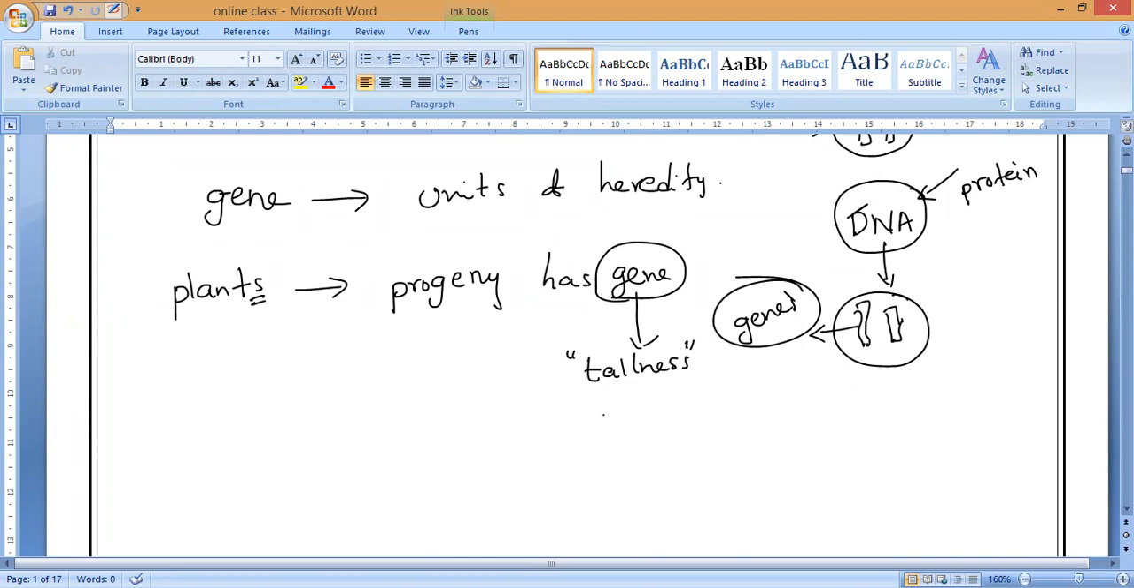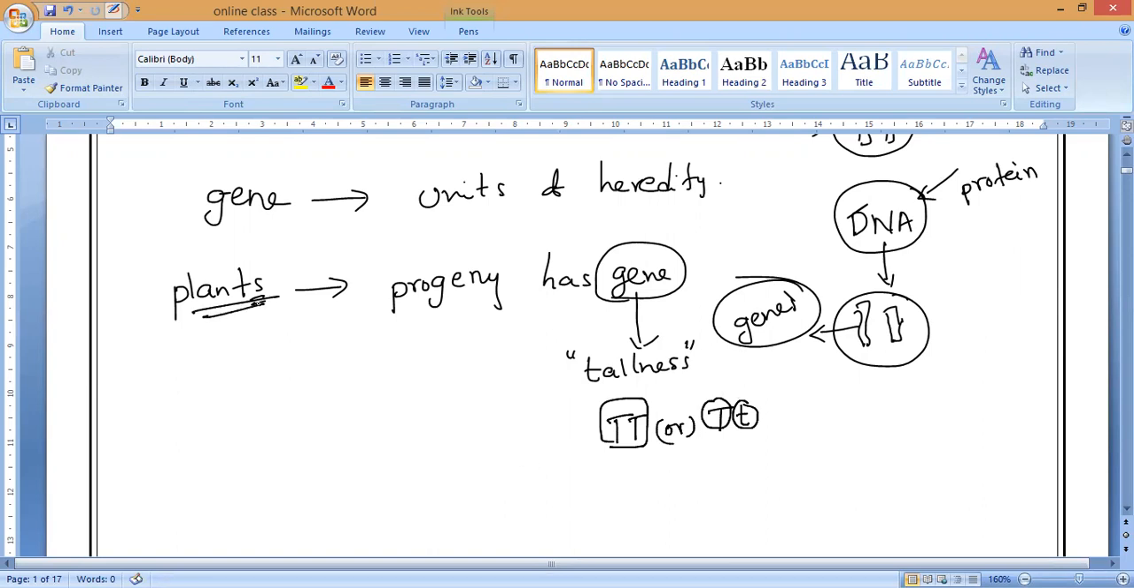Please respond. What is the gene of tallness? Either capital T, or we can say what? Capital T, small t. So now, as we know, here both are dominant traits, and here one is a dominant trait and another one is a recessive trait. Is it yes or no, guys?